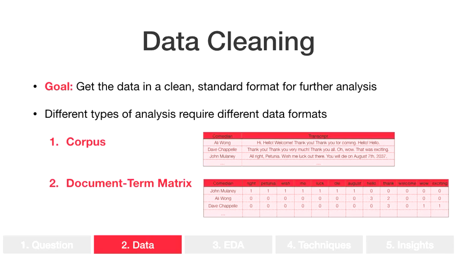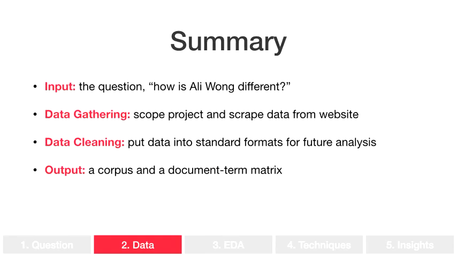So again, our goal at the beginning of this was to get our data in a clean standard format for analysis. And now you see that we've gotten it in 2 standard formats: just a general corpus with every comedian and the transcript, and also this document term matrix with all the documents, the terms, and all the word counts. So to summarize, the input into this data step down here was: how is Ali Wong's comedy different? We first gathered our data, we scoped our project, then we put that data into a standard format using data cleaning techniques, and our output is a corpus and a document term matrix.